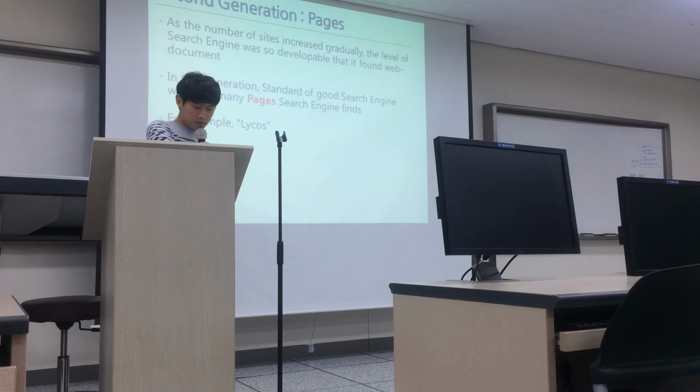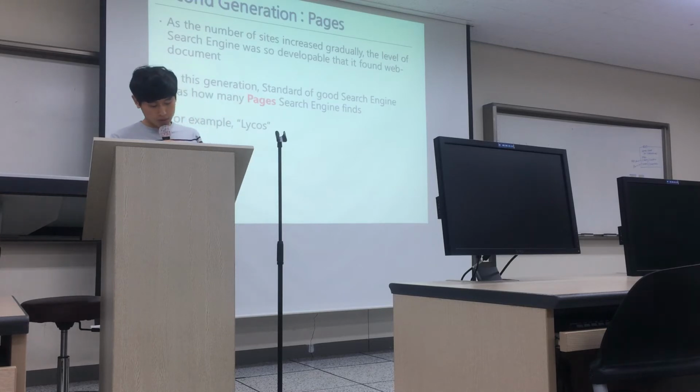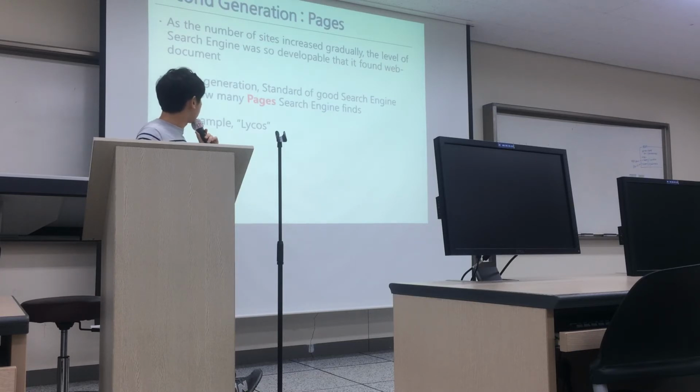In the second generation, a good search engine needs to have many search results. As the number of sites increased gradually, search engines developed so that they could find web documents. In this generation, the standard of a good search engine is how many pages it finds. The search unit changed from sites to pages. This technology was adopted by Lycos. Next.